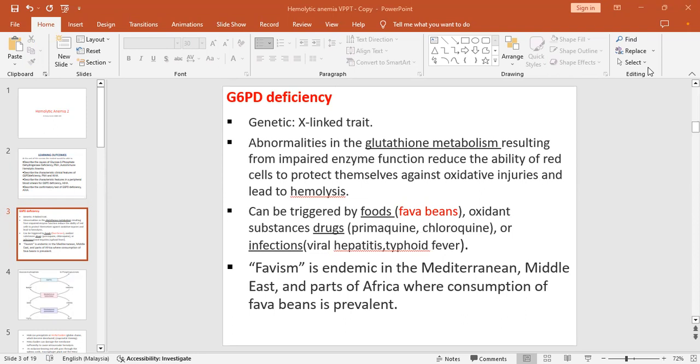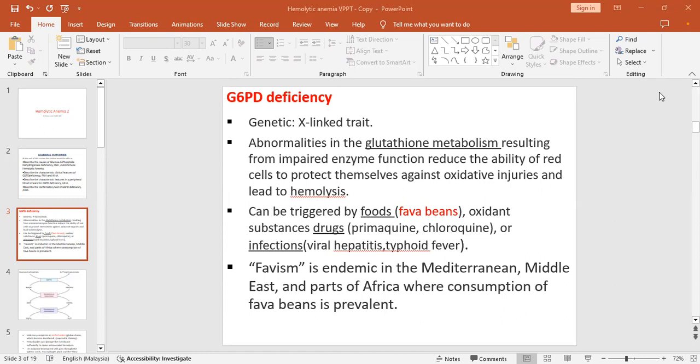Here what happens is there are abnormalities in glutathione metabolism resulting from impaired enzyme function, which reduces the ability of red cells to protect themselves against oxidative injuries, which leads to hemolysis. G6PD deficiency is triggered by ingestion of food, drugs, as well as infections. The main food responsible for triggering it is fava beans. Drugs include primaquine and chloroquine. Infections include viral hepatitis and typhoid fever.